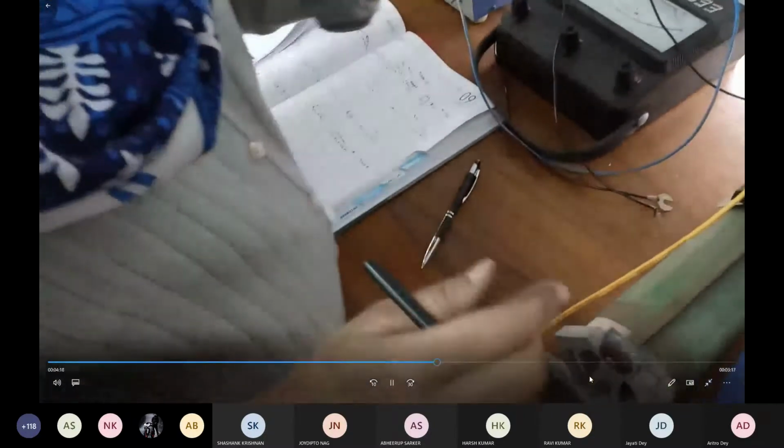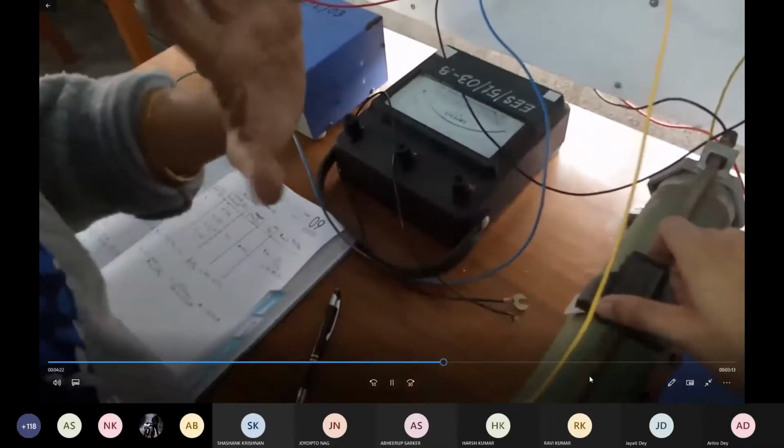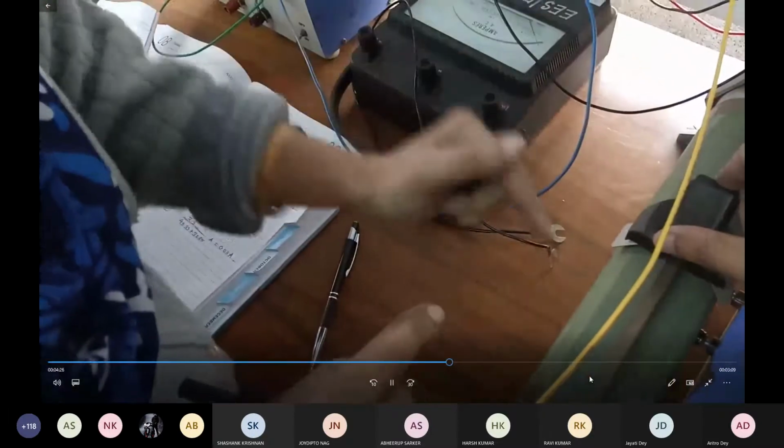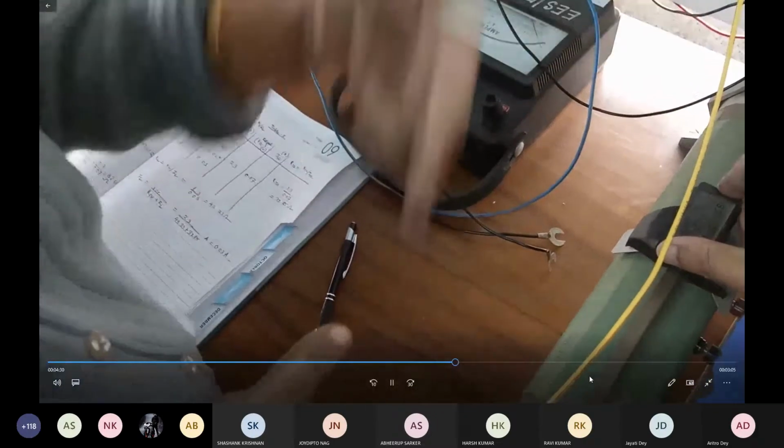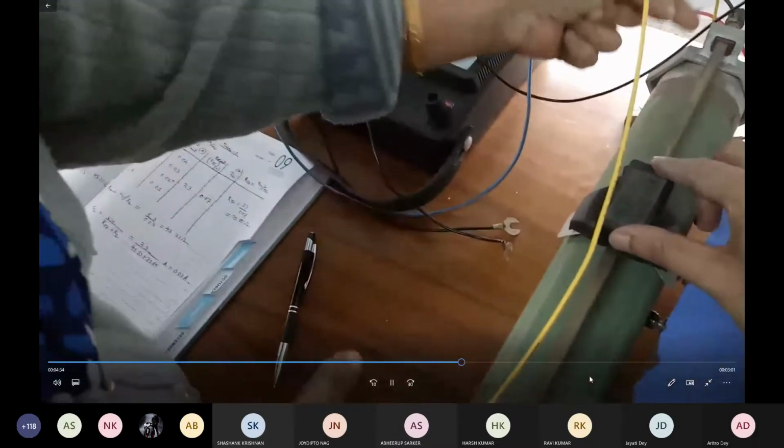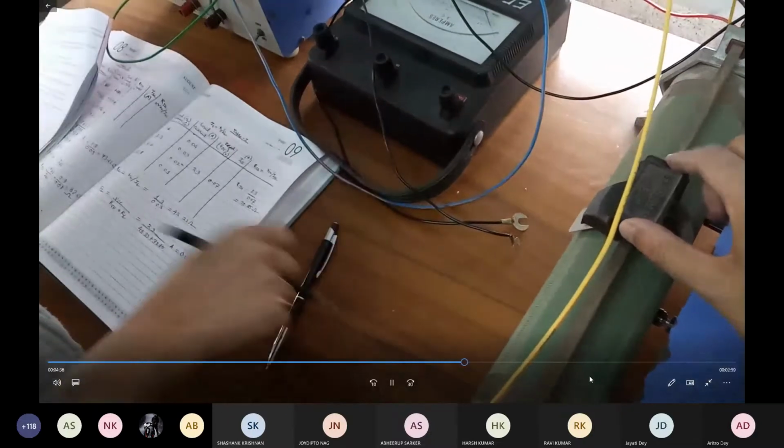So if we move it, in between that also we need to take some readings, for which we will keep it at 25%, 75% of the resistance value, and the 100% also, and for short circuit we will keep it at 0. Okay. So now we'll short it.